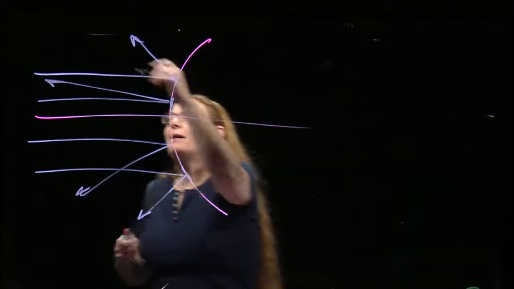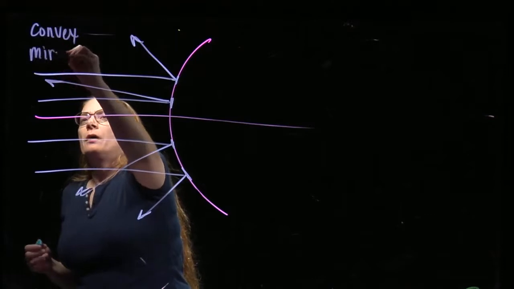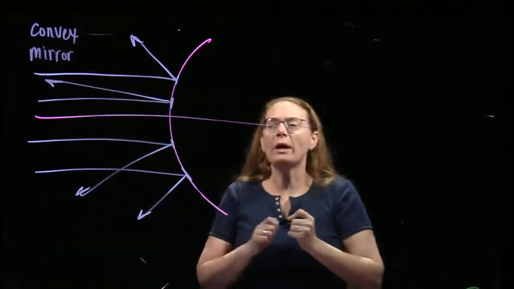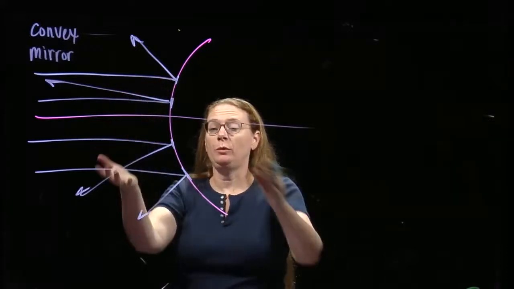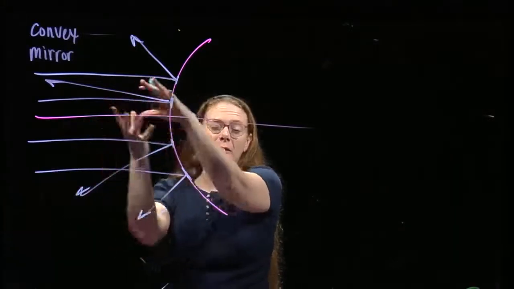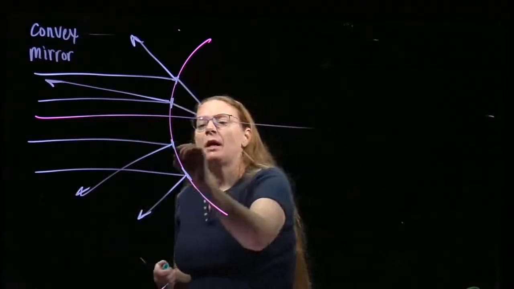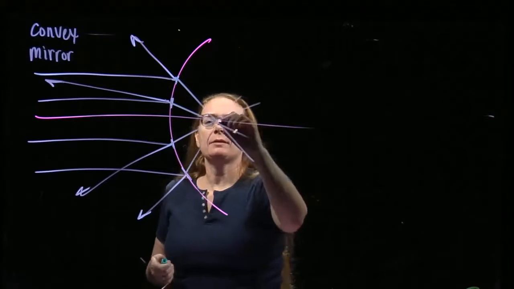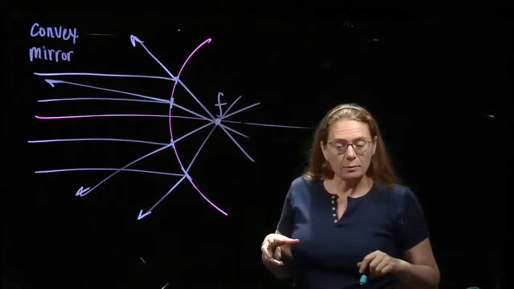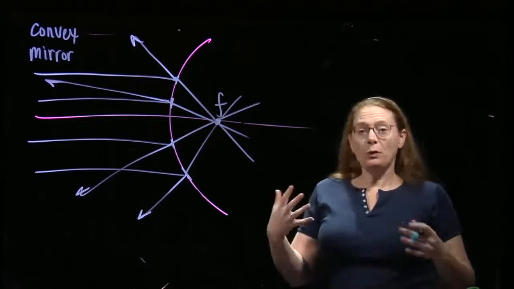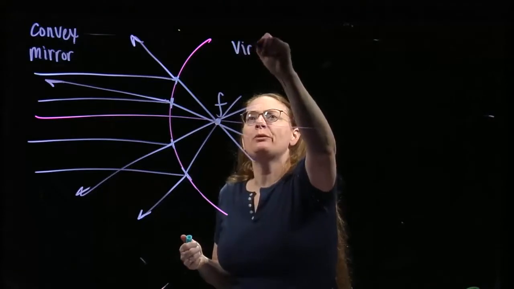So for a convex mirror, where would those light rays all meet up? Well, they don't meet up over here, but if we could extend those rays backwards, what we would find is that all those light rays meet up right there. And so a convex mirror has a focal point that is behind the mirror. It's a virtual focal point.